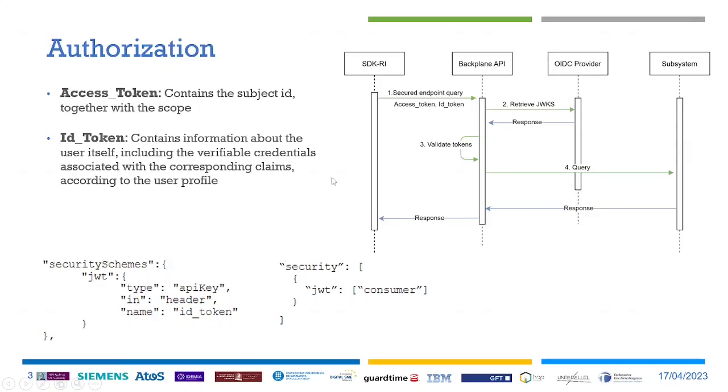So service owners just need to provide the OpenAPI specification JSON file describing all the exposed endpoints together with the security scheme JWT to use the OIDC strategy described before, and then set the JWT security tag with the required claims for each endpoint they want to secure.